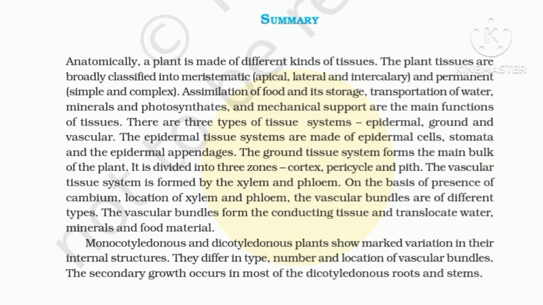Monocotyledon and dicotyledon plants show marked variation in their internal structure. They differ in type, number, and location of vascular bundles. The secondary growth occurs in most of the dicotyledon roots and stems.